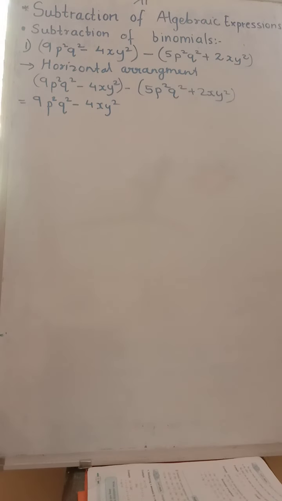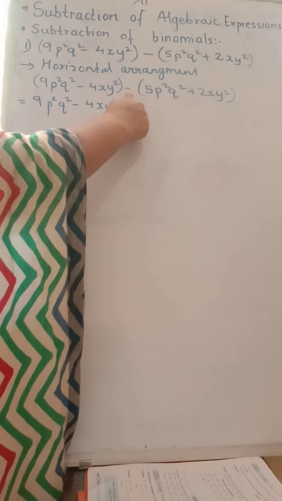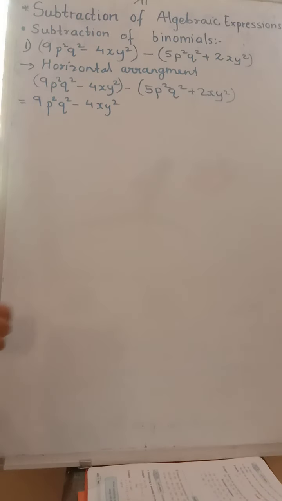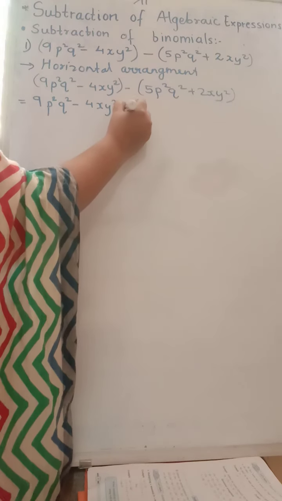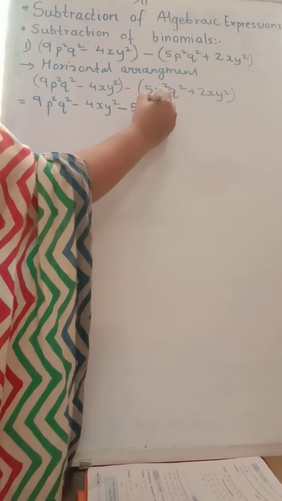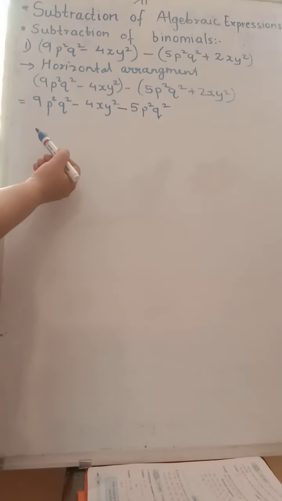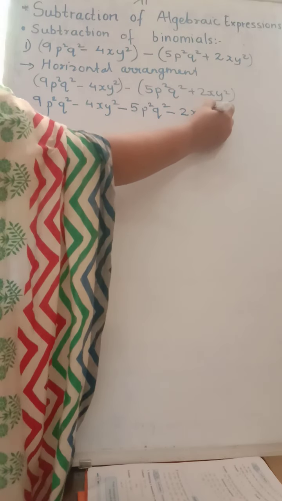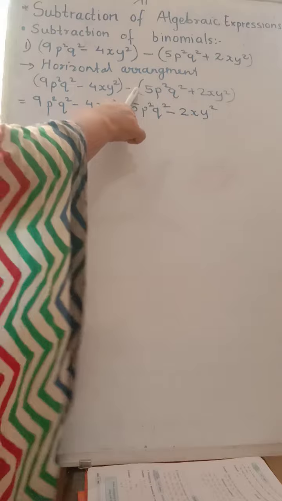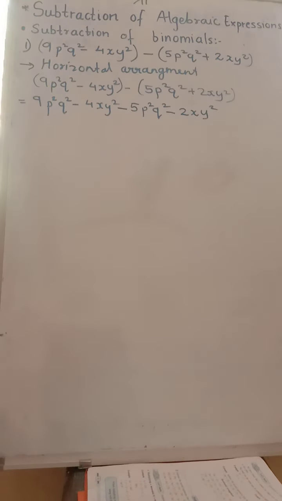Now are we having a minus sign here? This minus sign will change the further signs. See, this 5 is not having a sign, means it will be addition? So minus plus will give us minus, and it will be 5p square q square. Now minus plus will give us minus, so 2xy square. But in addition, children, these signs were not changing, but in subtraction the further signs will change.